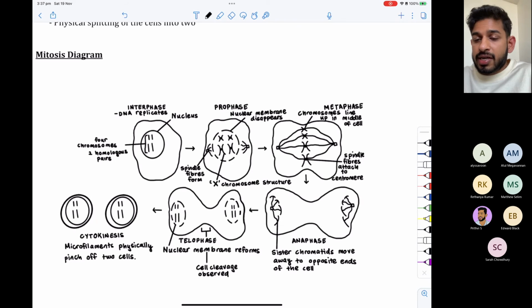But I'll give you 30 seconds to read this. And in 30 seconds, I'm going to ask you what happens in every single phase of mitosis. Read and absorb as much as you can. If you have any questions, the next 30 seconds, I want you to ask as many as you'd like. And then I ask you the questions.